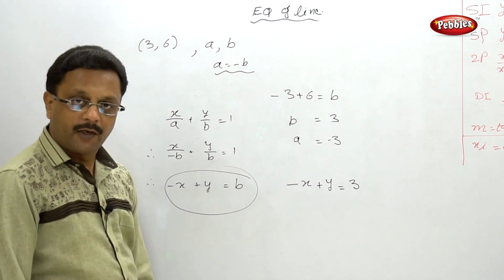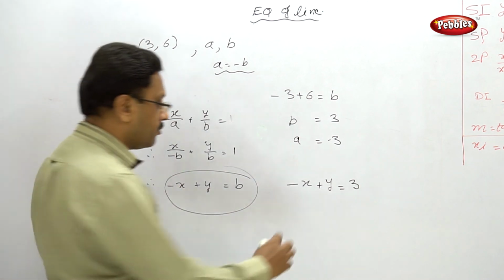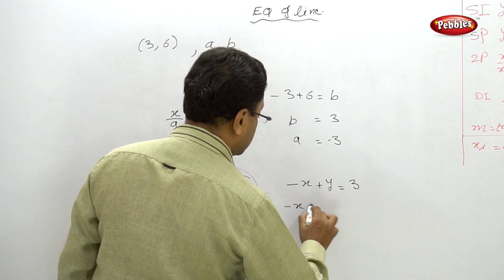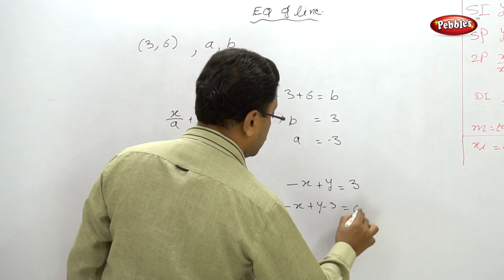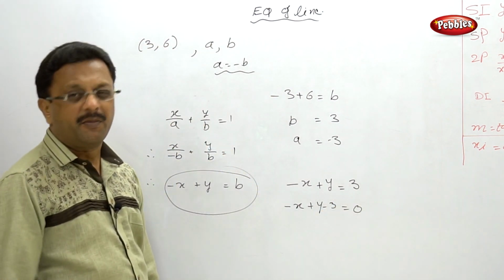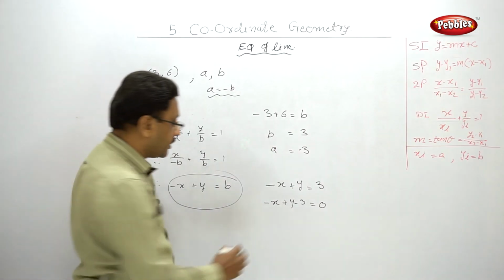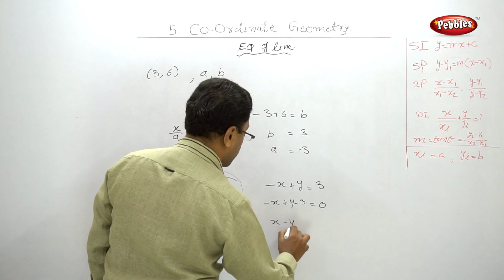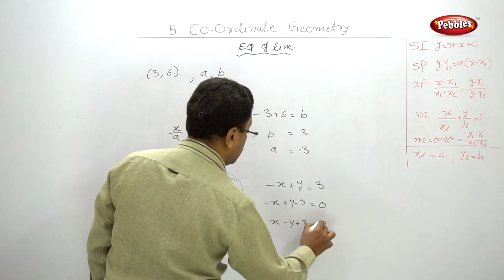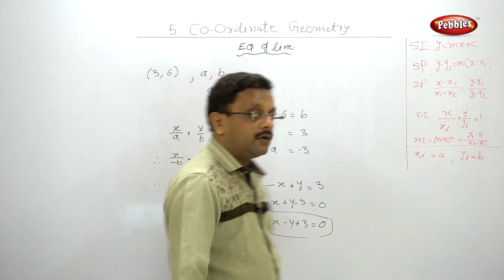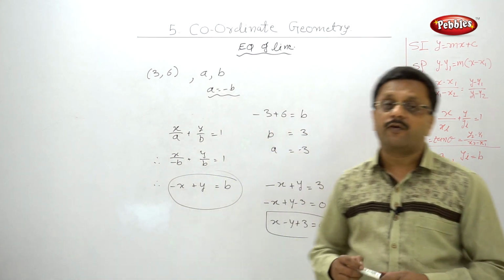So what is the equation of line? Now we have to write in linear form. So I will write minus x plus y minus 3 equal to 0. This is the linear form, but generally we don't put the negative sign on x. So I will write it again. x minus y plus 3 equal to 0 is the required equation of line.